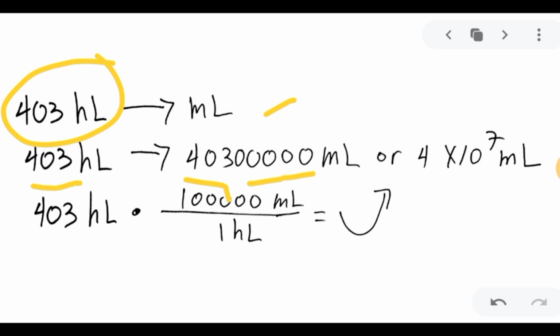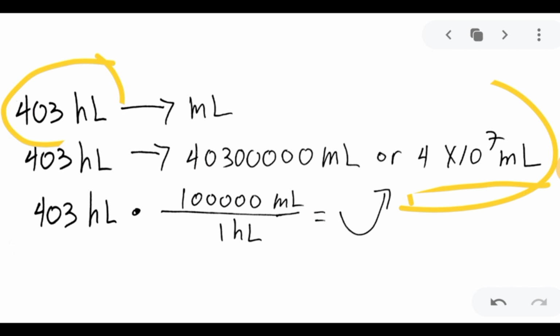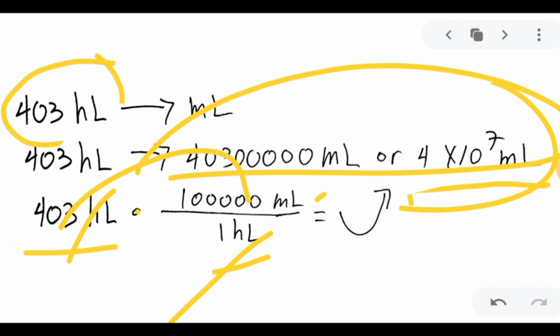You now have the answer of 40,300,000 milliliters or 4 times 10 raised to 7 milliliters. Or pwedeng ang conversion mo i-multiply mo na lang siya, factor table method. Cancel, multiply. You will have the same answer here.